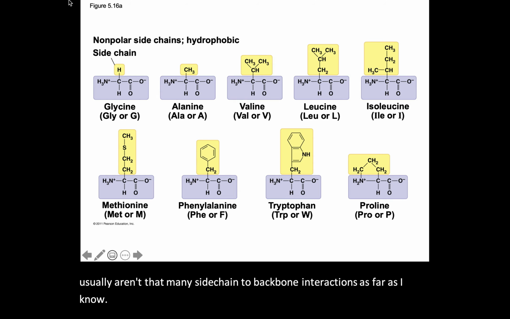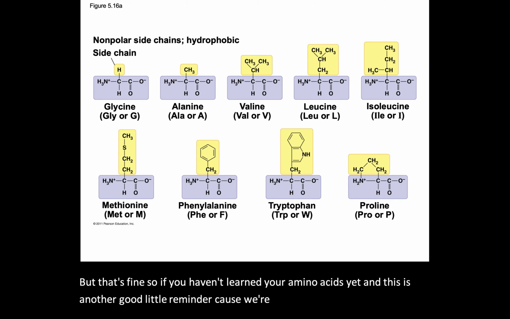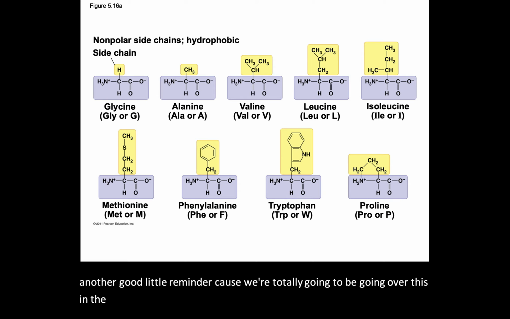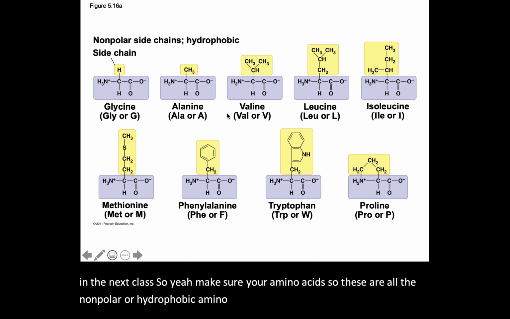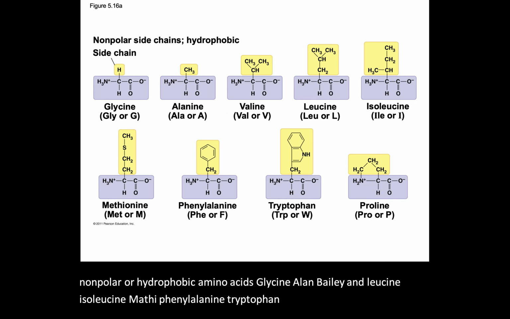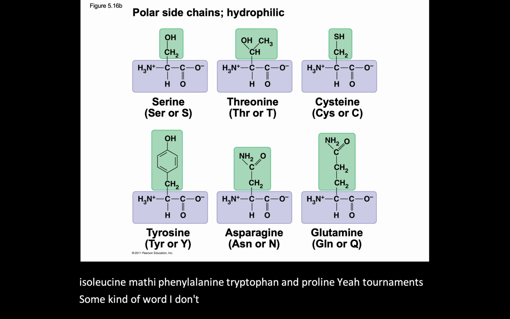But that's fine. So if you haven't learned your amino acids yet, this is another good little reminder because we're totally going to be going over this in the next class. So make sure you know your amino acids. These are all the non-polar or hydrophobic amino acids: glycine, alanine, valine, leucine, isoleucine, methionine, phenylalanine, tryptophan, and proline. Turn them into some kind of word. I don't know. It can be done.